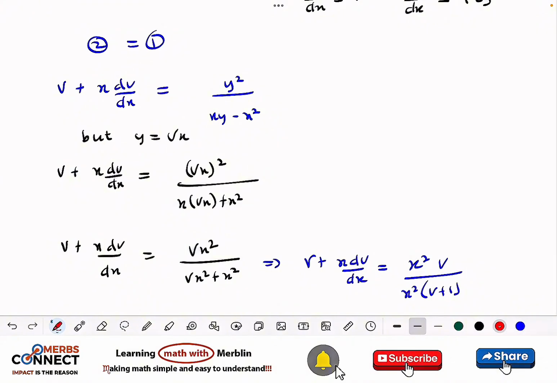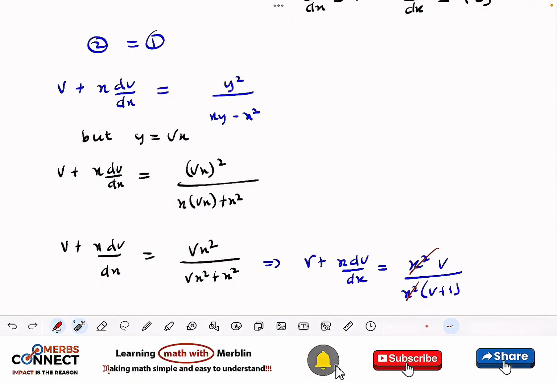And then the magic happens. Anytime you are dealing with homogeneous, you should be able to cancel. If the degree is 2, you should be able to cancel x squared out. If the degree is 1, you should be able to cancel x out. If the degree here is 3, you should be able to cancel x cubed out. So basically that is the idea.